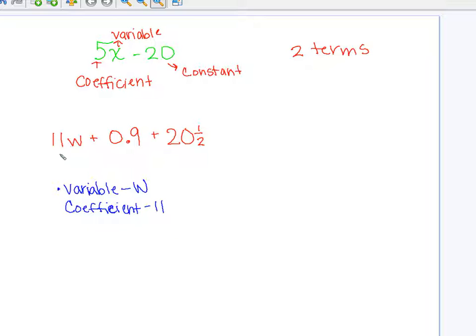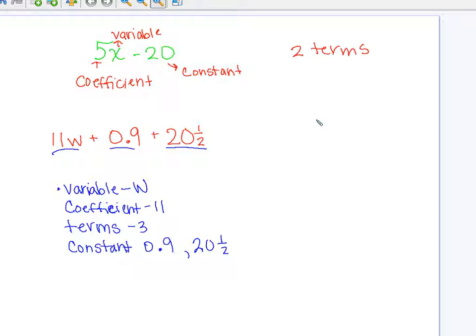And there are three parts. Here's 1, here's 2, and here's 3. So that means there are 3 terms. And the constant would be the numbers without the variables, or whatever's left is what the kids were saying today. There you go. There's the constant. You could have more than one variable. You could have only one.